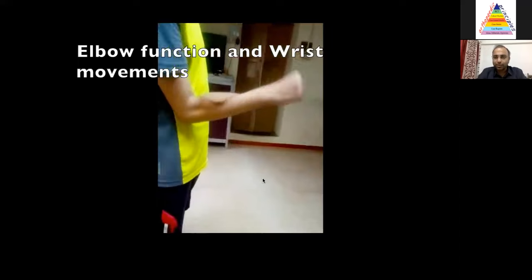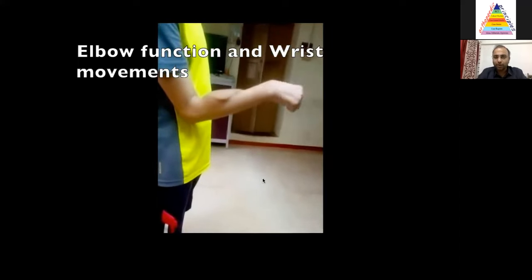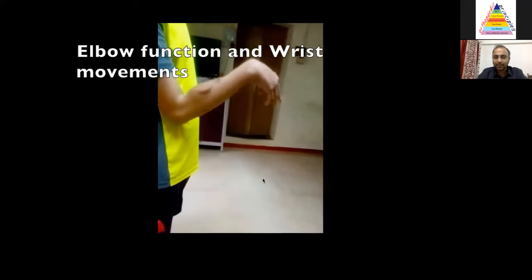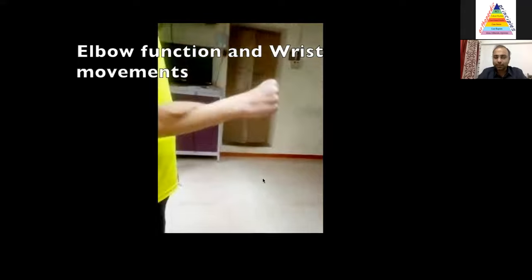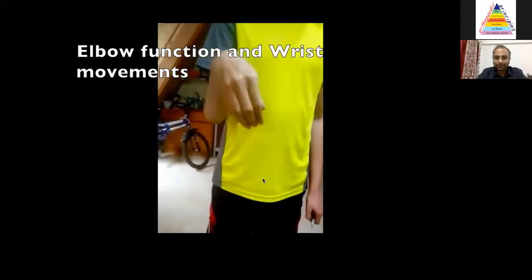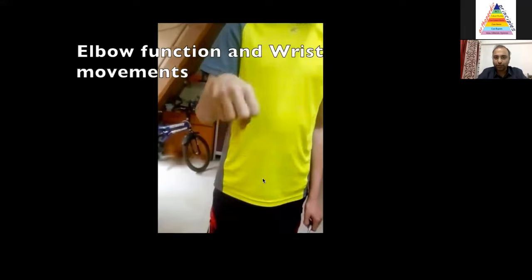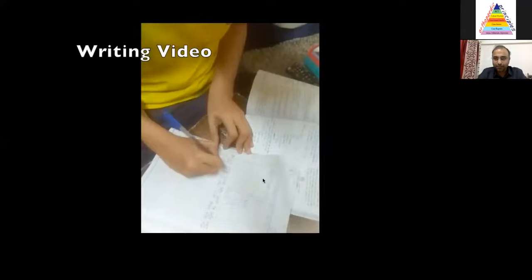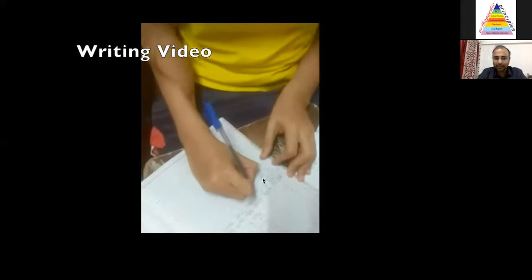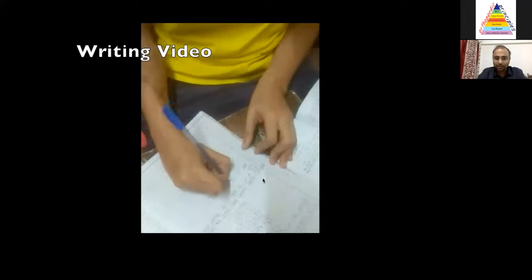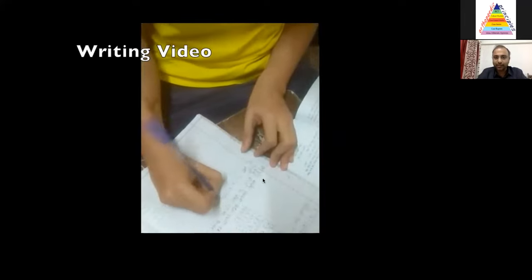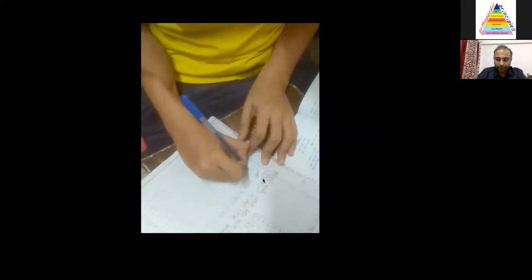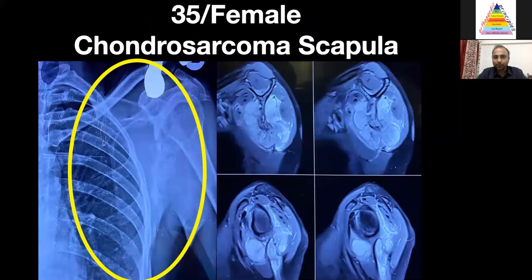So advantage of this procedure, full function of the hand. He's having wrist drop. Here we can see he's having finger drop, but he's able to write very nicely. So full elbow function, full pronation supination with wrist drop. In future, we can do tendon transfer for this case. And here we can see his writing function. So advantage of ECRT here, we have reconstructed the radius back again at its original position, giving full function of the elbow joint. Next, we'll be seeing another case of scapula.